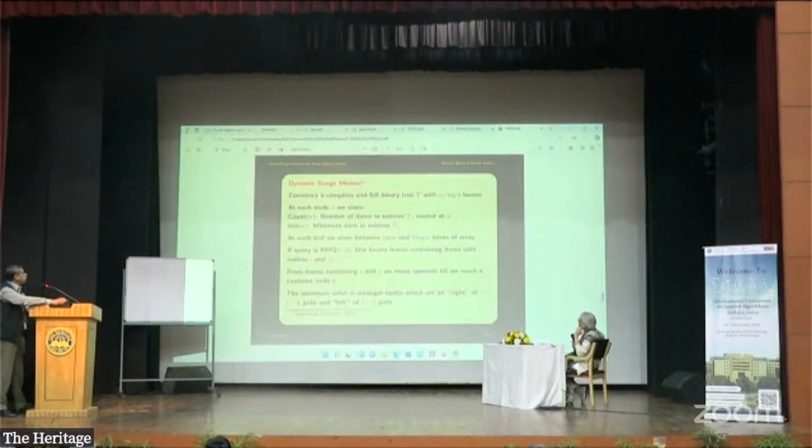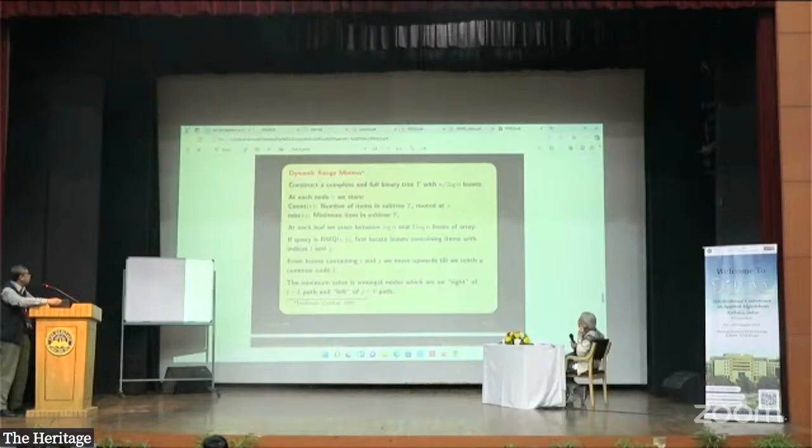Basically, we construct a complete and full binary tree over n over log n leaves. At each node, I store the number of items in the subtree rooted at that node, and the minimum item in each subtree. So at each leaf, I'm storing between log n and 2 log n numbers. For the range minimum query i and j, we first locate the leaves containing the indices. Then from the leaves i and j, we move upwards till we reach a common node k. The minimum value is among the nodes which are on the right of the ik path and left of the jk path. My time is not over.